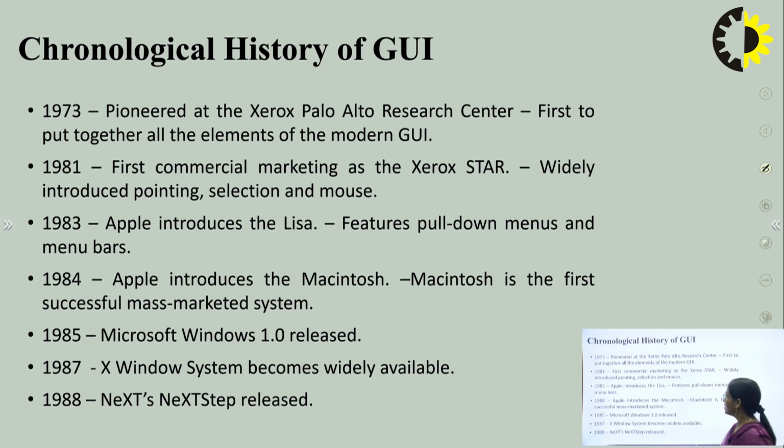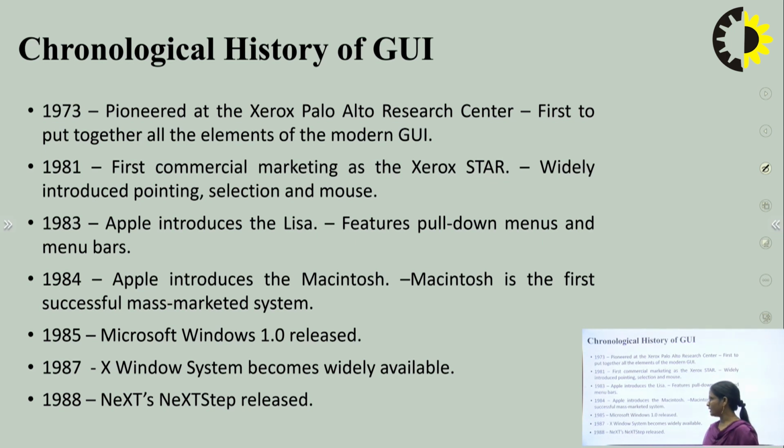Then this is the chronological history of GUI. In 1973, pioneered at the Xerox Palo Alto Research Center, the first to put together all the elements of modern GUI. Then in 1981, first commercial marketing as the Xerox Star, widely introducing pointing, selection and the mouse. That is the basic feature of our mouse. In 1983, Apple introduces the Lisa, featuring pull down menus and a menu bar. Then in 1984, Apple introduces the Macintosh. Macintosh is one of the first successful mass marketed systems.